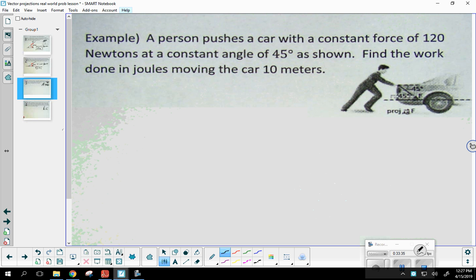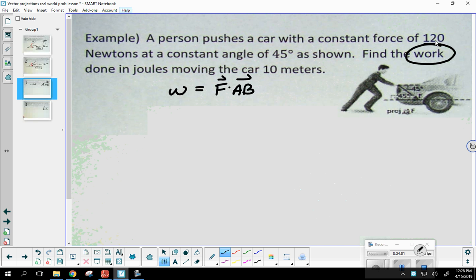Okay. So let's do this work problem. It says a person pushes a car with a constant force of 120 newtons at a constant angle of 45 degrees as shown. Find the work done in joules moving the car 10 meters. Now, the key word you're looking for here is work. Every time you're looking for work, you're going to multiply the force vector times the distance vector.